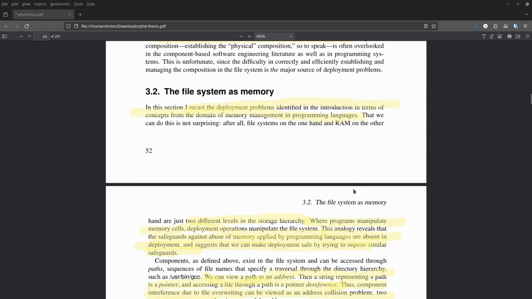In this section, I recast the deployment problems identified in the introduction in terms of concepts from the domain of memory management and programming languages. That we can do this is not surprising. After all, file systems on one hand and RAM on the other hand are just two different levels of storage in the storage hierarchy. Where programs manipulate memory cells, deployment operations manipulate the file system. This analogy reveals that the safeguards against abuse of memory applied by programming languages are absent in deployment, and suggests that we can make deployment safe by trying to impose similar safeguards.